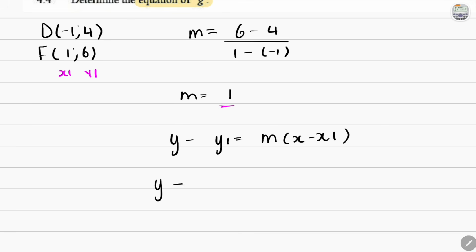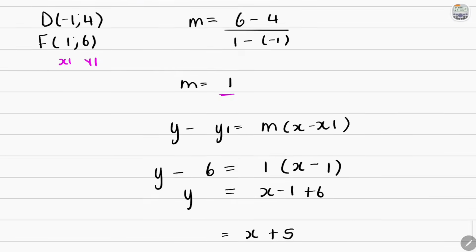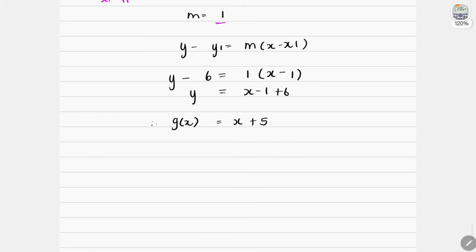So we'll say y minus y1, which is 6, is equal to our gradient of 1, and then x minus x1, which is 1. And so if you multiply 1 times anything it stays the same, so this is x minus 1, and so we can transpose the negative 6. y is equal to x minus 1 plus 6, y is finally equal to x plus 5, and that is the equation of G. So they probably wanted it written as G of x because they didn't say write it as y is equal to. So G of x is finally equal to x plus 5, and that is our answer.